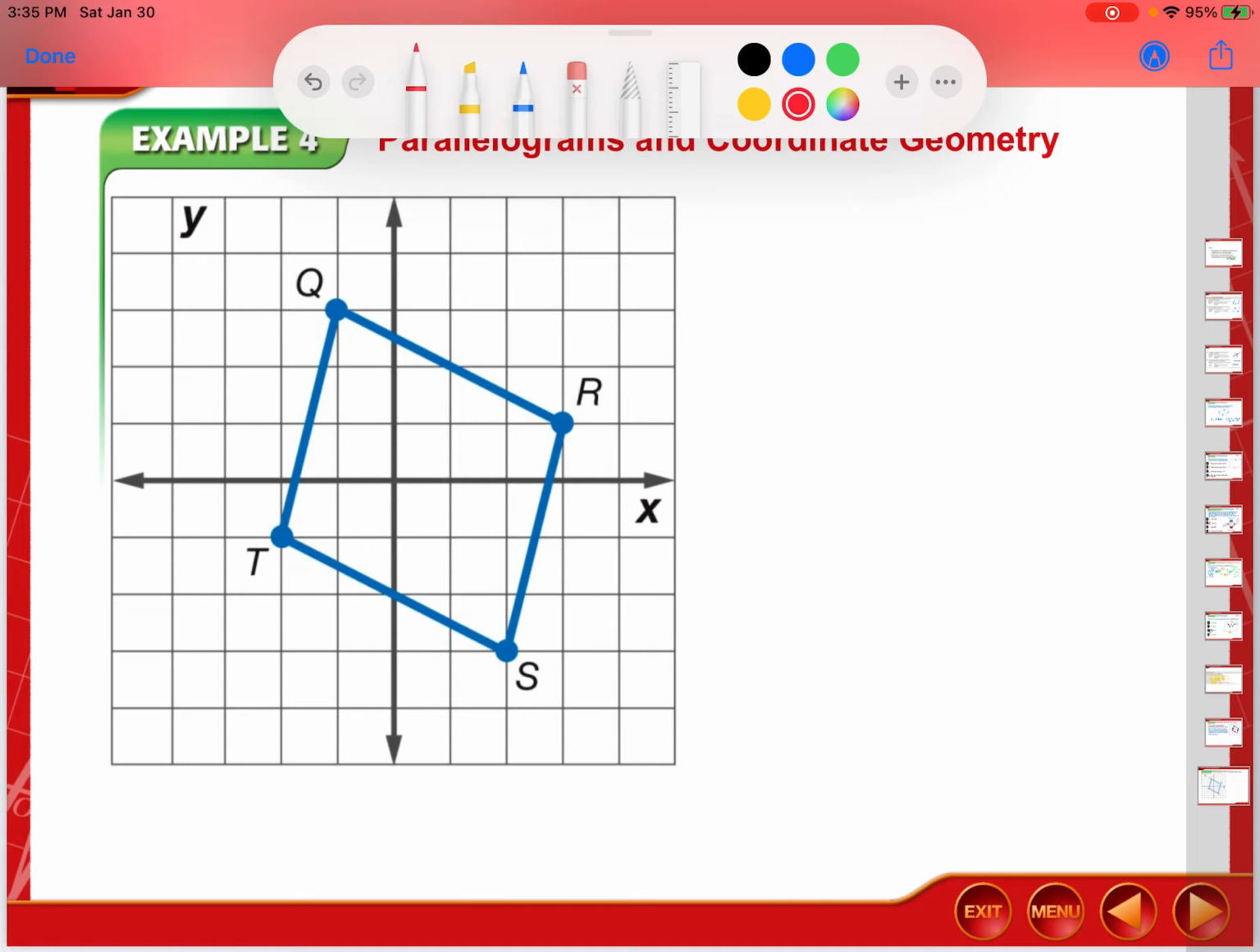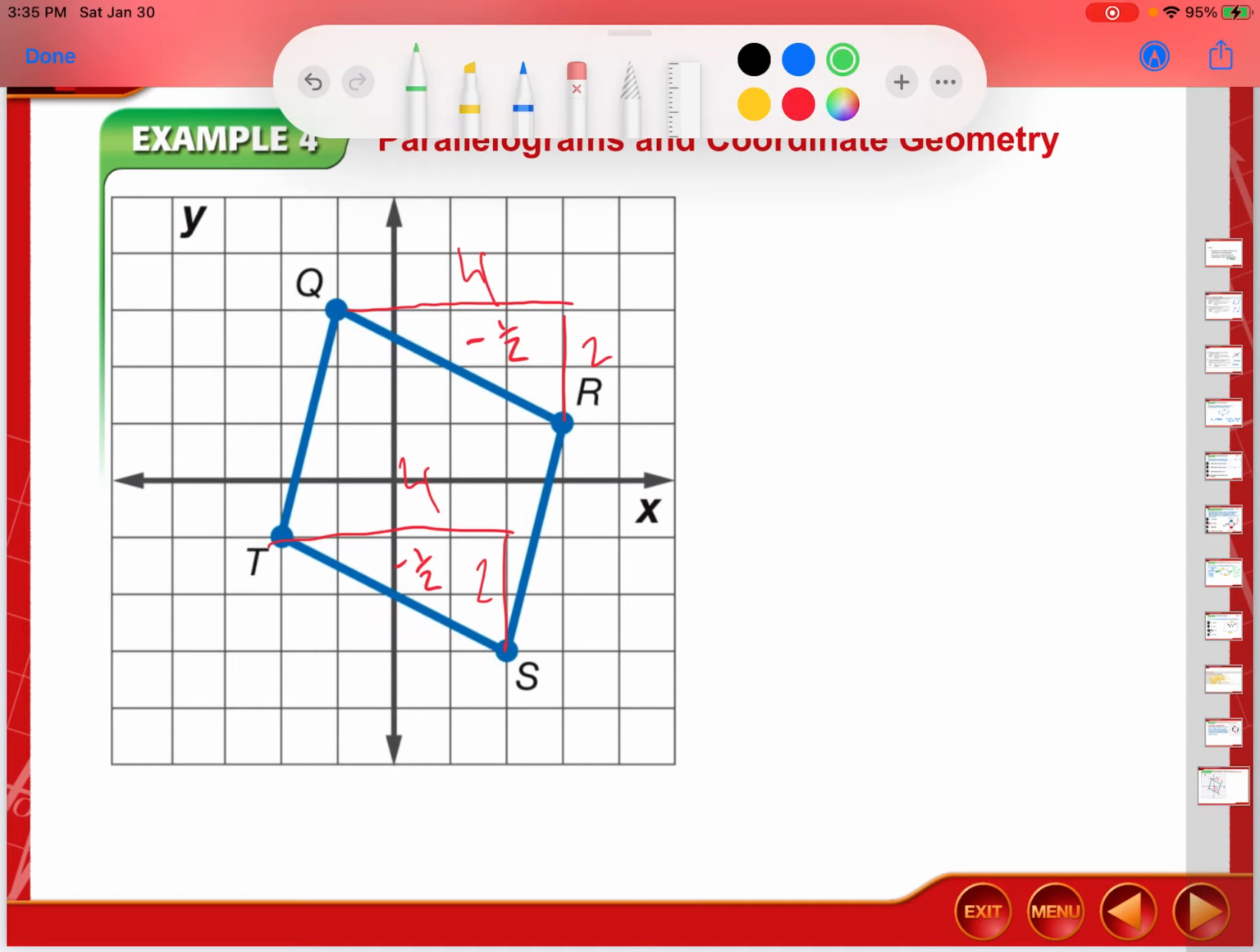If I'm doing it the cheater's way, for QR, from Q to R, I'm going to the right 4 and down 2. And from T to S, I'm going to the right 4 and down 2. Meaning that their slopes are both negative 1/2. And really, I don't even need to know that their slopes are negative 1/2. I just need to know that their slopes are the same.